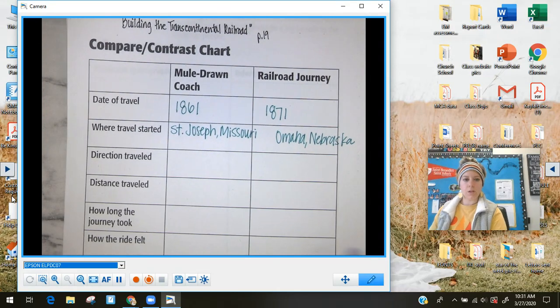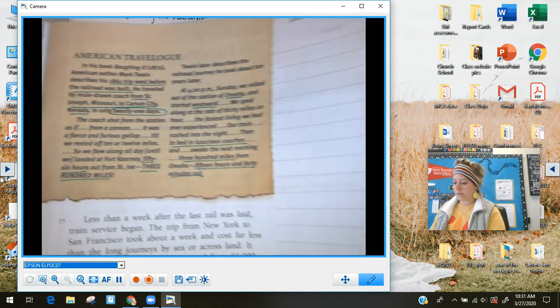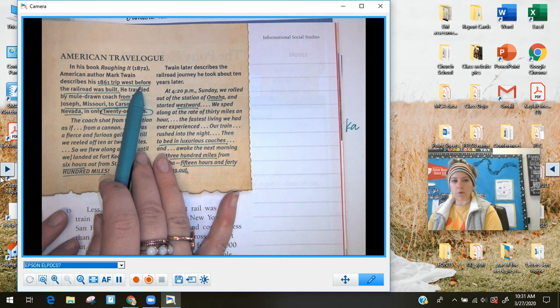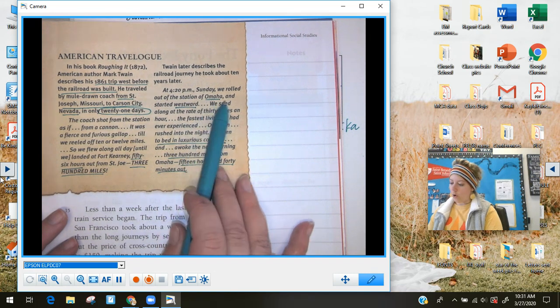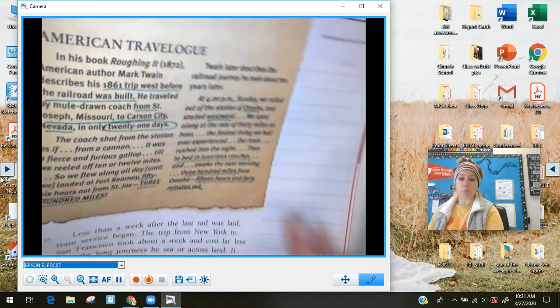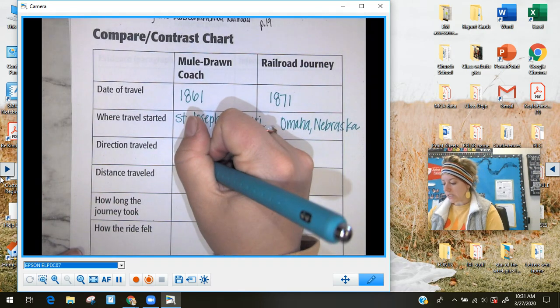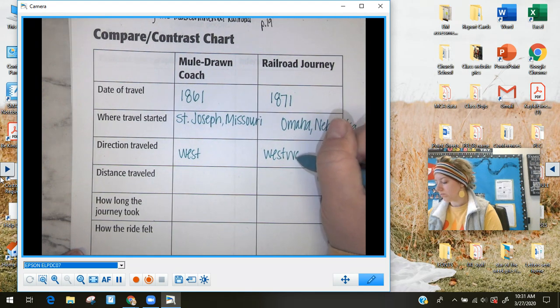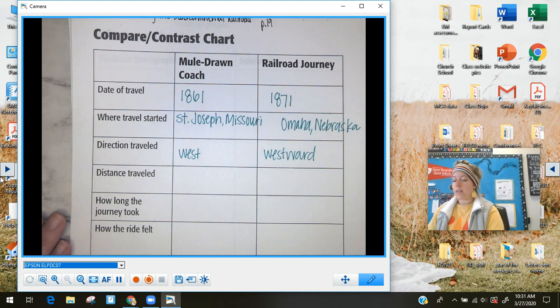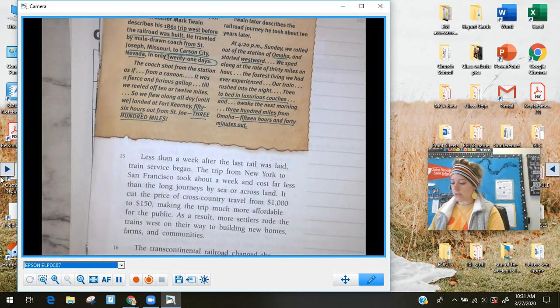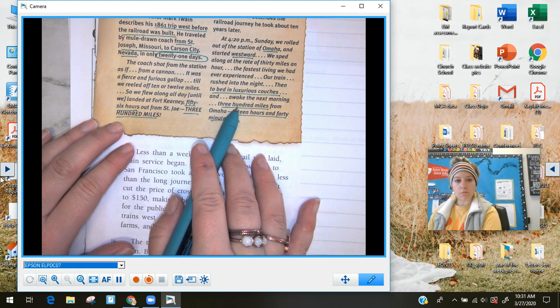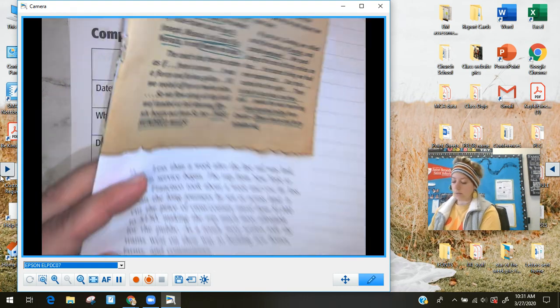Okay. The direction that was traveled. The trip west before the railroad was built, and Omaha, and we started westward. So both of them were west. This one was specifically west, and this one they wrote westward. The distance they traveled, how far were each of the journeys? 300 miles. 300 miles. They were both the same.